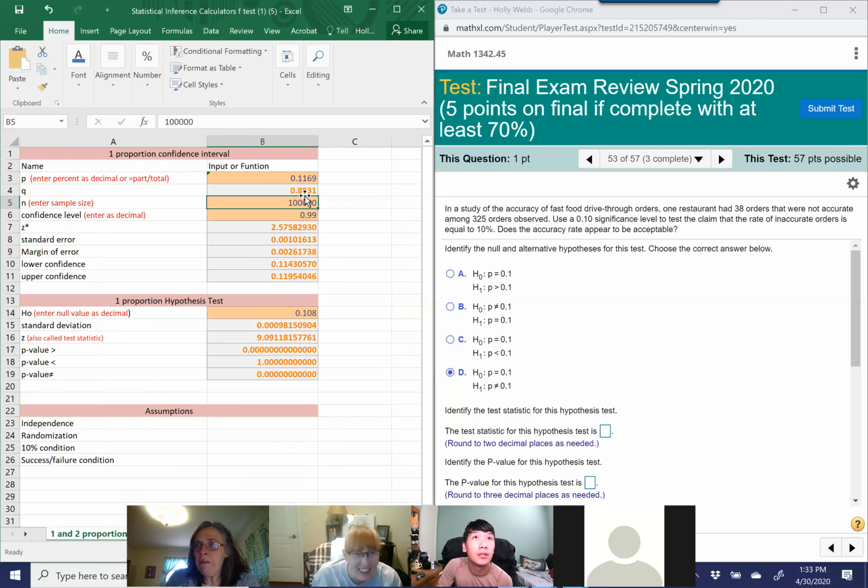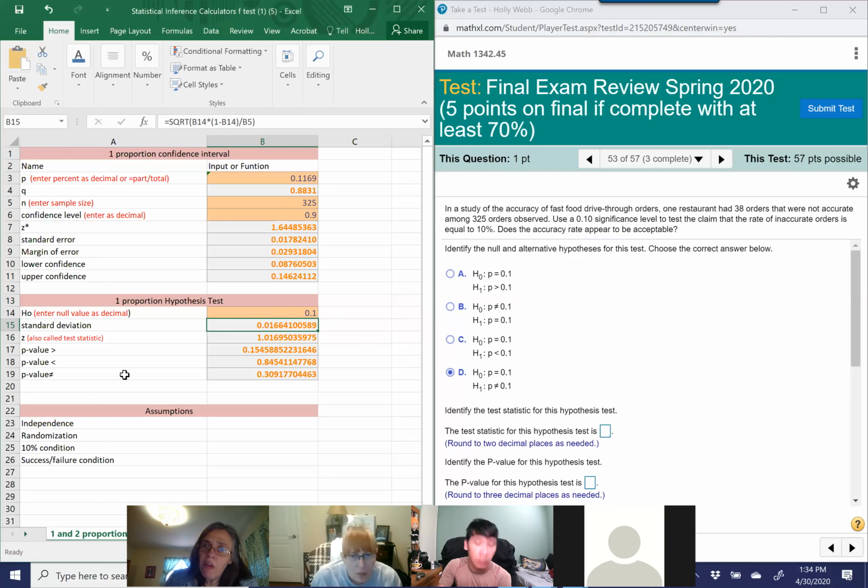Okay, N is 325. And my significance level is 0.1, so my confidence level is 0.90. And we do have a null hypothesis here: that we have a 10% population proportion. That 10% population proportion is not our significance level. They just happen to be equal. The 10% came from the claim, 0.1.